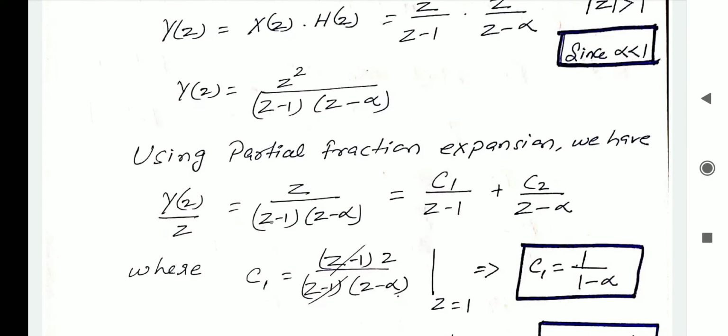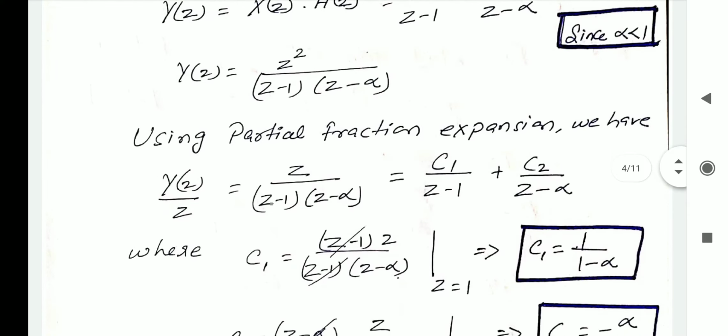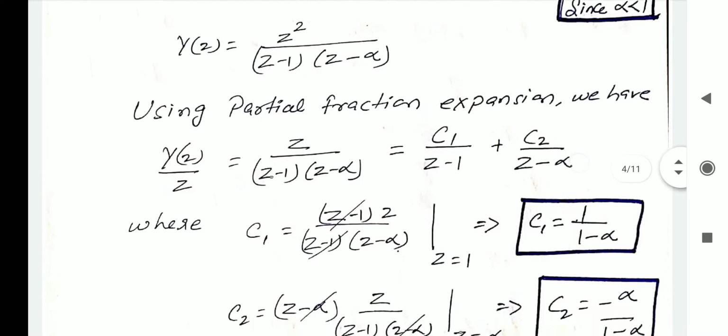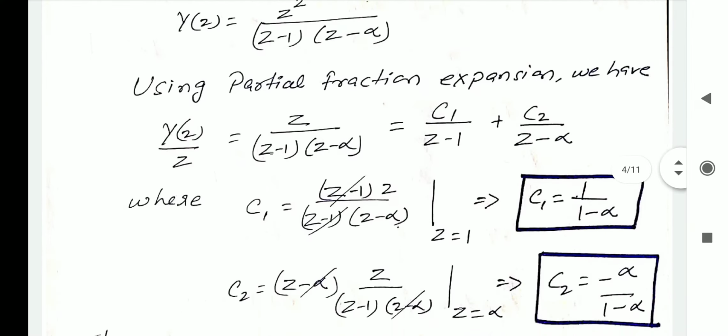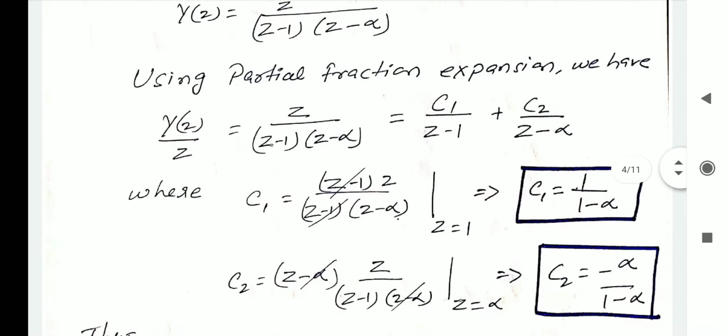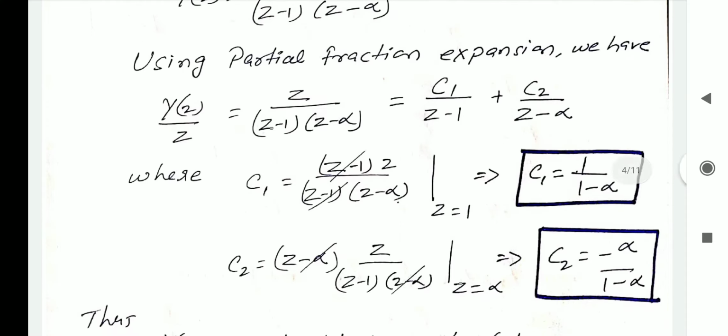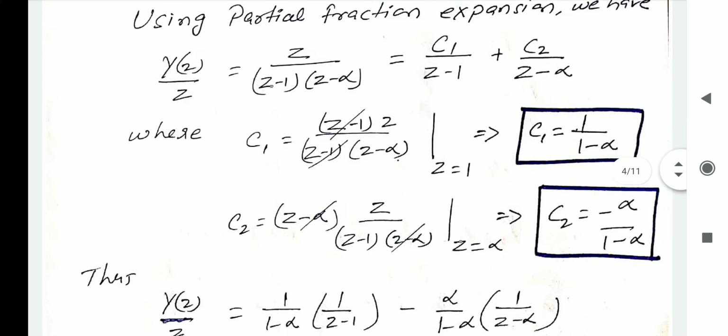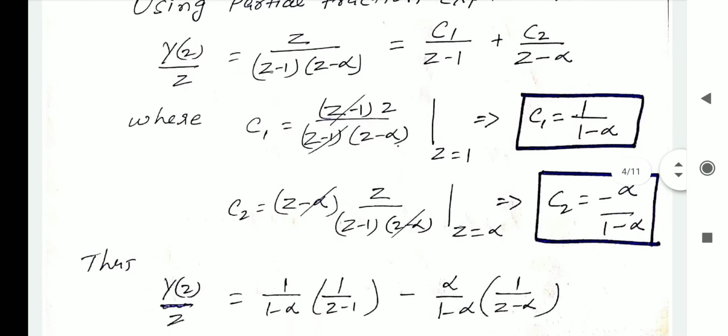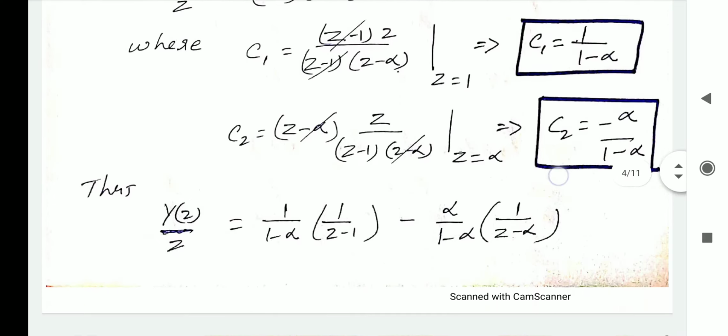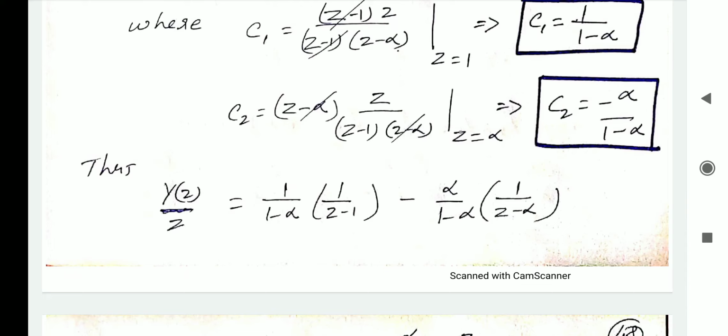Using the partial fraction expansion method, we can write Y(z)/z as z/((z-1)(z-alpha)) equals c1/(z-1) plus c2/(z-alpha), where the value of c1 can be obtained by this method, and c1 equals 1/(1-alpha). Similarly, we can obtain the value of c2 by putting z equals alpha in this formula. We get the value of c2 as -alpha/(1-alpha).